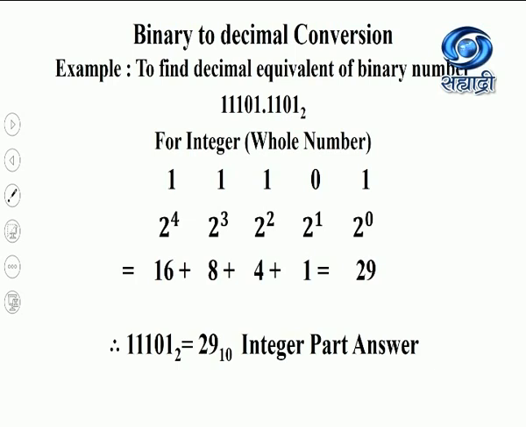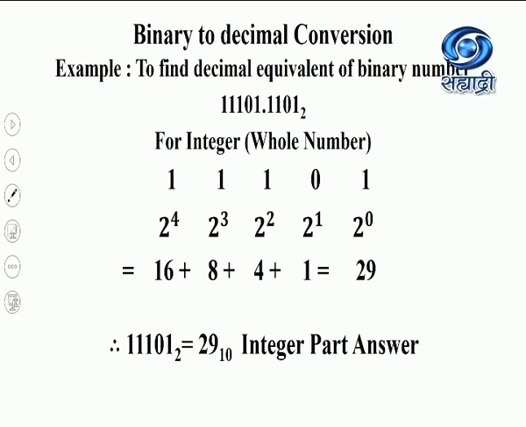So let us first consider the integer part of this number. For the integer, here in this example, the integer number is 11101, and for each corresponding bit, we have written the positional weight. By writing the positional weights and simplifying, we get the answer as a decimal number.